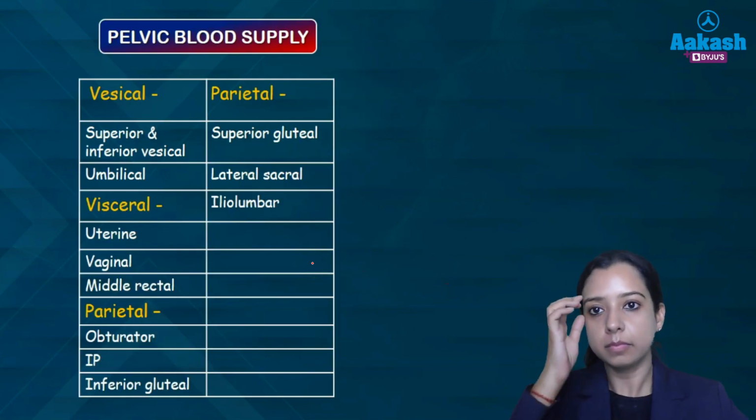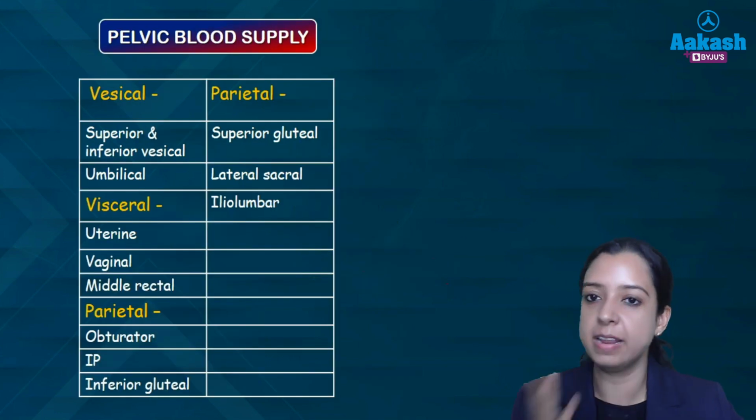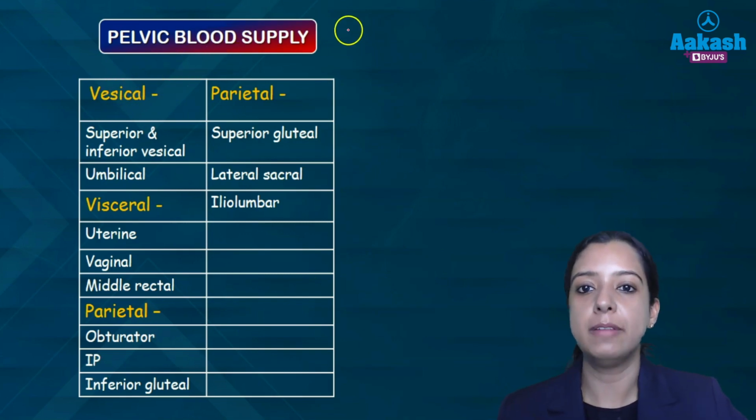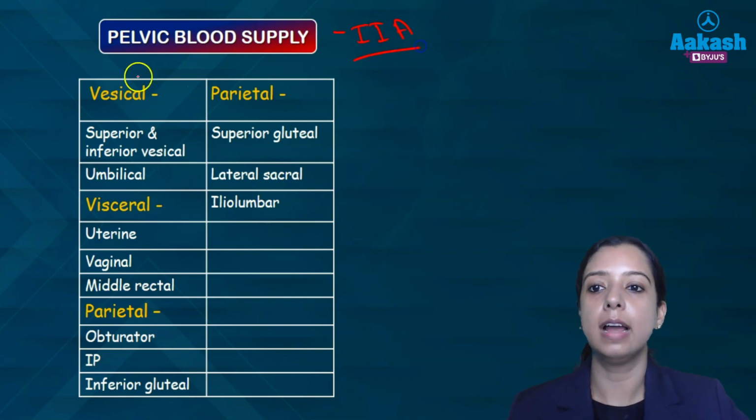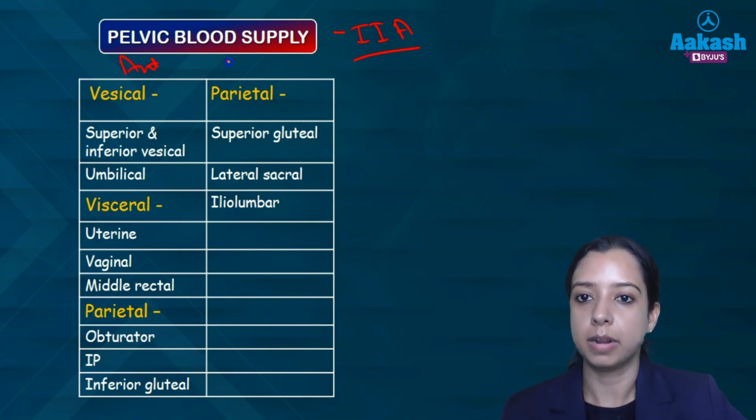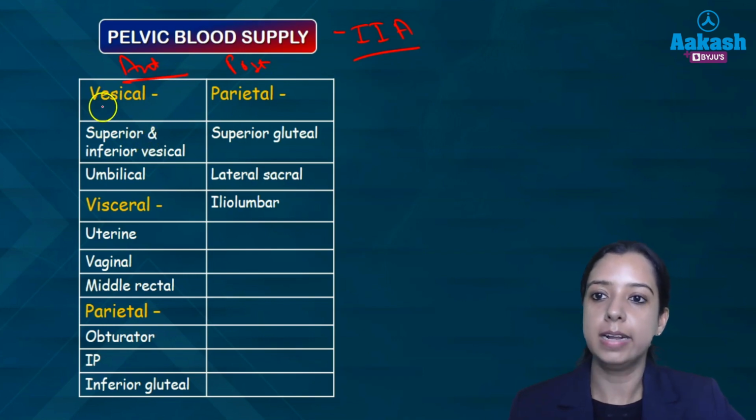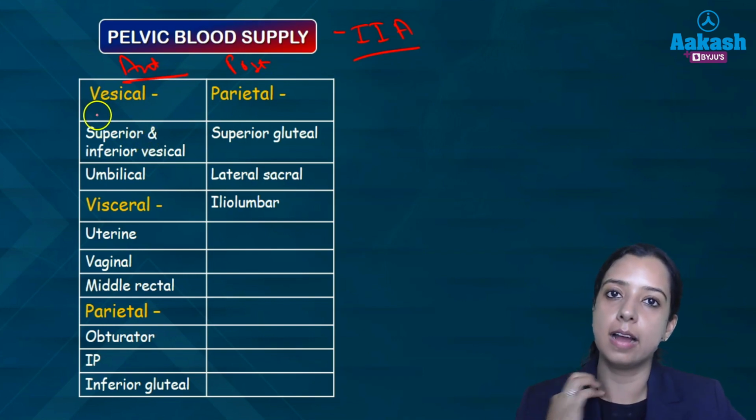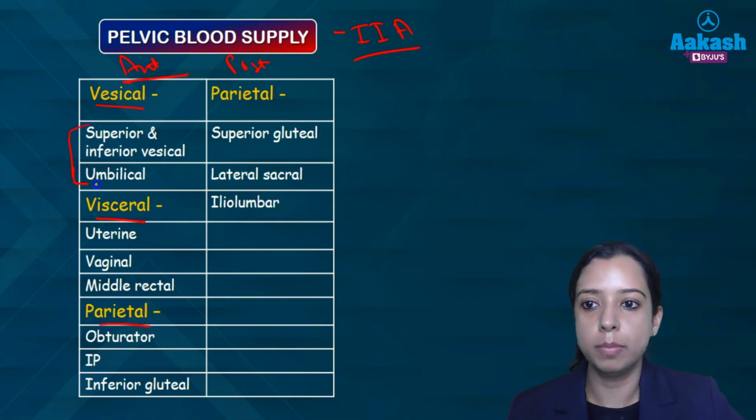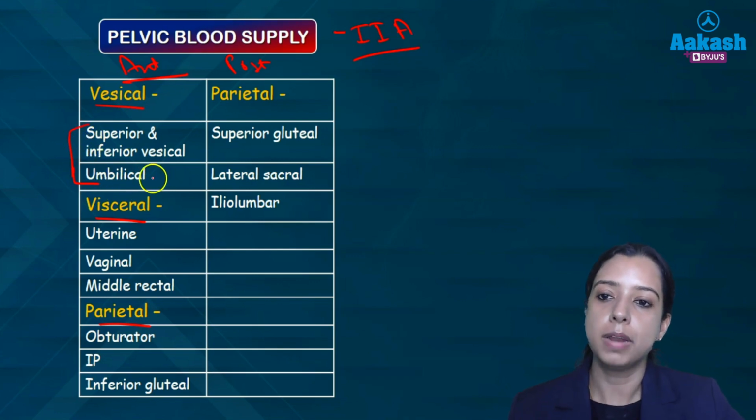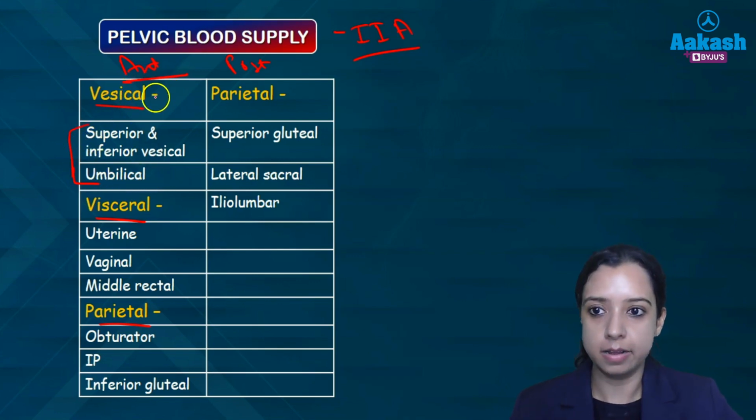Okay? Pelvic blood supply, another very important topic to be dealt with. So pelvic blood supply is basically by internal iliac artery. Now, internal iliac artery has anterior and posterior branch. Basically, the anterior branch provides supply to all the pelvic areas. You can divide internal iliac artery branches into vesical, visceral and parietal. Vesical are two, superior and inferior vesical, and one is obliterated umbilical artery. So, superior and inferior vesical artery are from anterior division.